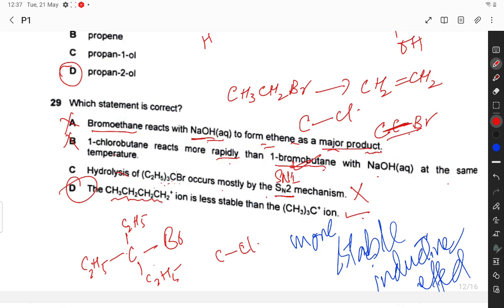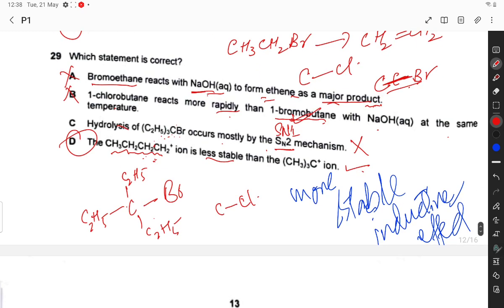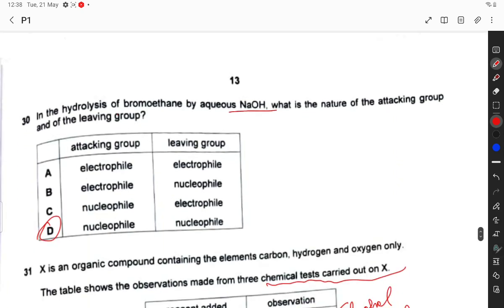This is a primary carbocation, which is less stable than a tertiary carbocation. This is the tertiary carbocation and this is the primary carbocation. So that's why this is correct. The tertiary carbocation is more stable, due to the inductive effect, as more alkyl groups are attached. So that's why option D is correct.